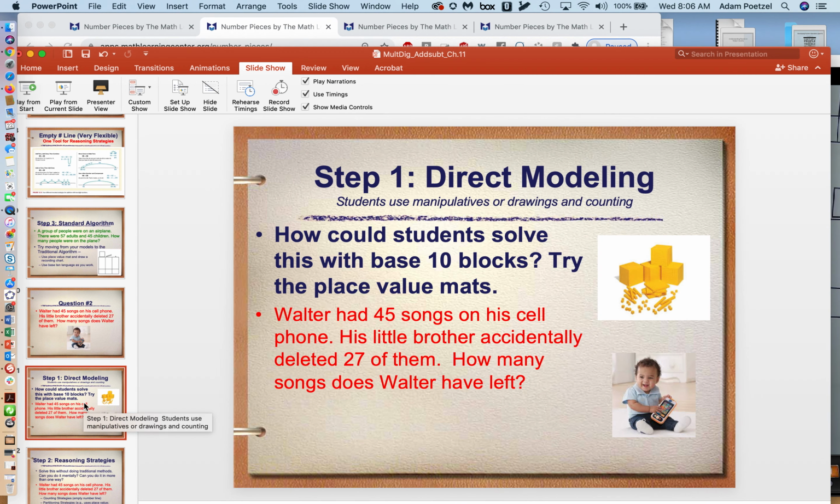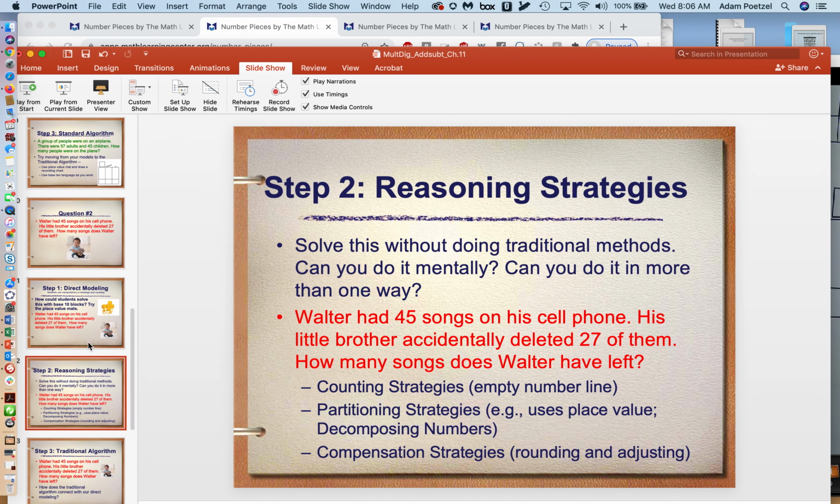All right, so let's take a look at our reasoning strategies like before. And this is where I encourage you to pause the video and start on your own. Take 45 minus 27 and think about what are some different ways to make sense of 45 minus 27. I encourage you to use a number line as well. So take a second, pause, and work out a few on your own first. All right, so let's take a look.